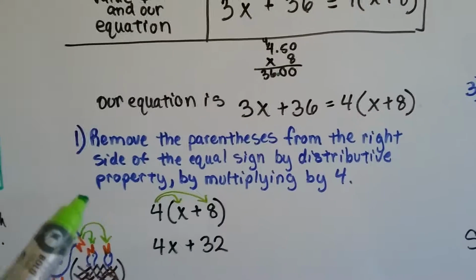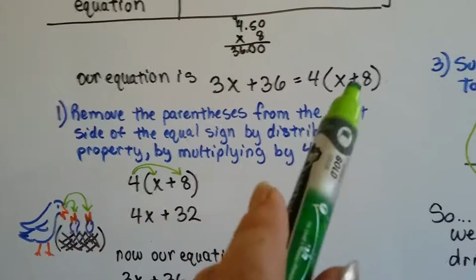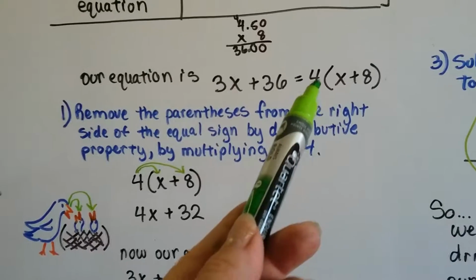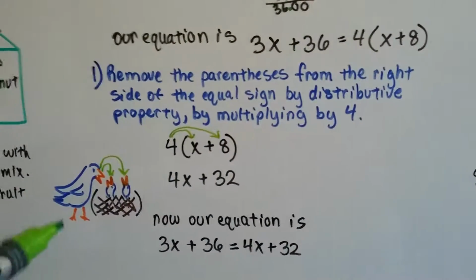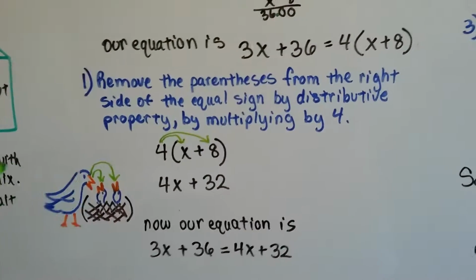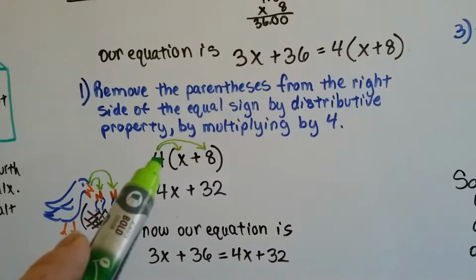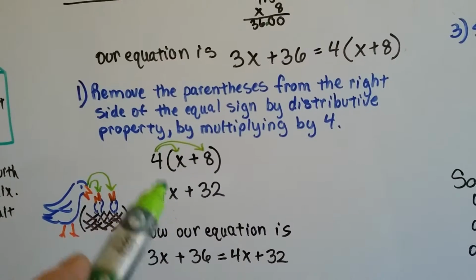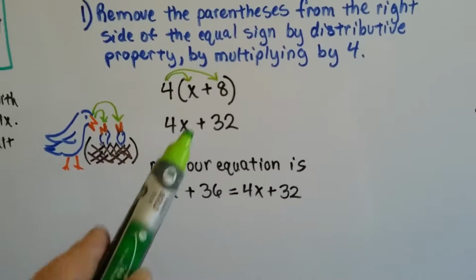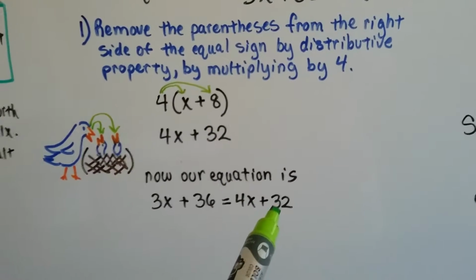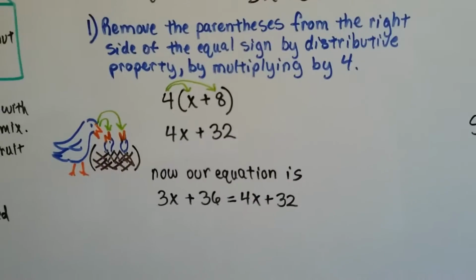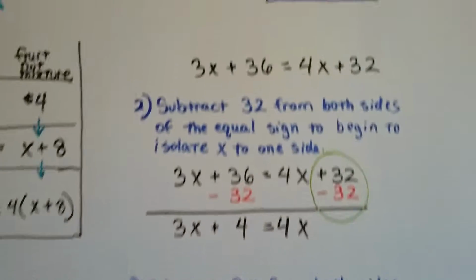So the first thing we need to do, step number 1, is to remove the parentheses from this right side by the distributive property and by multiplying by 4. We're going to multiply the 4 to both of these numbers and take the parentheses away. So if you remember my mother bird in a parentheses nest, she feeds the first one and then the second one. Okay, she doesn't skip anybody. Nobody starves here. So we go to 4x, since 4 times x is 4x, and then 4 times 8, which is 32. And now the parentheses are gone. So now we put this in place on the right side, and our new equation is 3x plus 36 equals 4x plus 32.